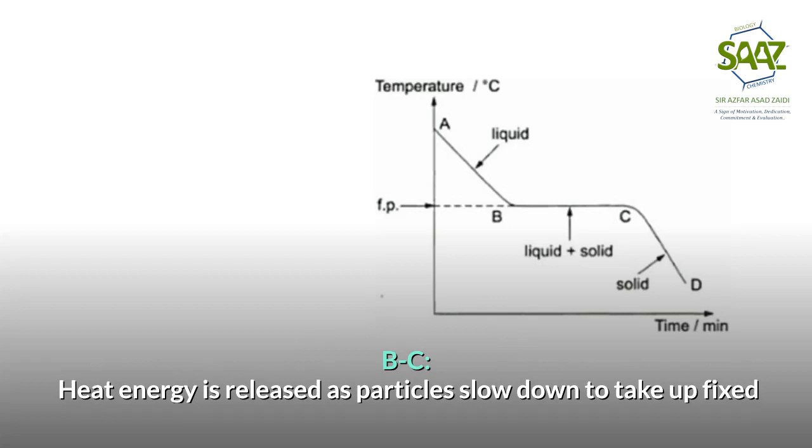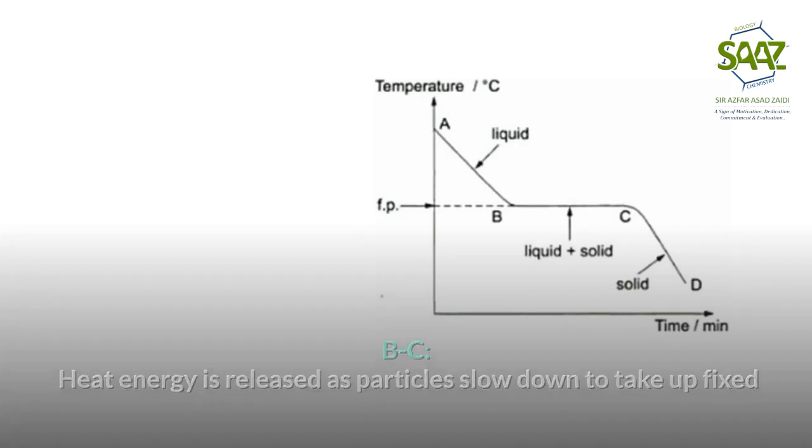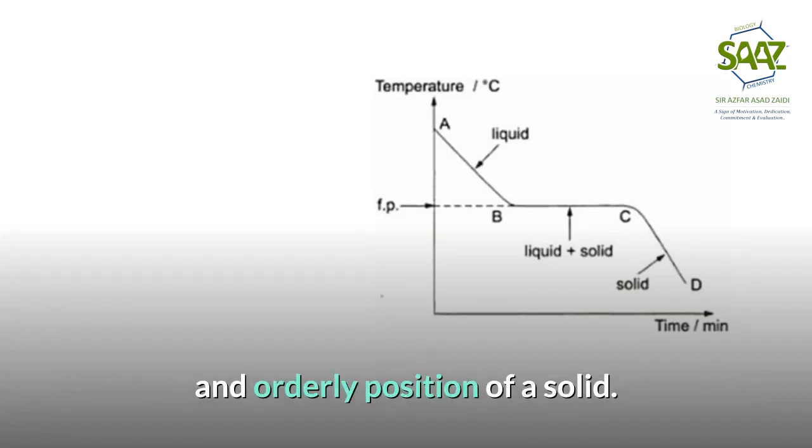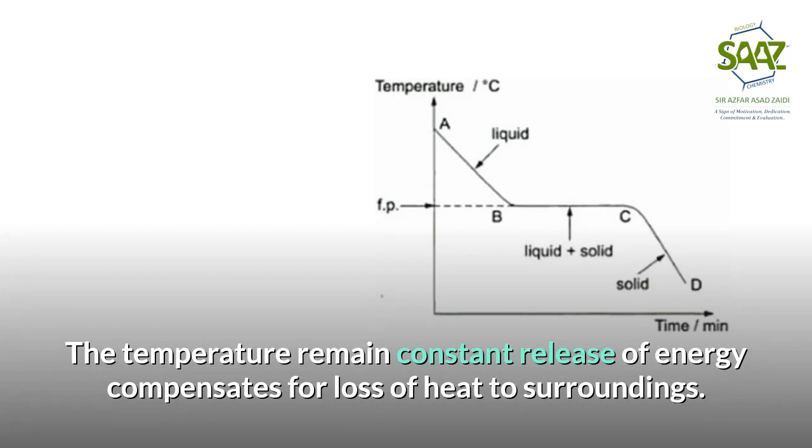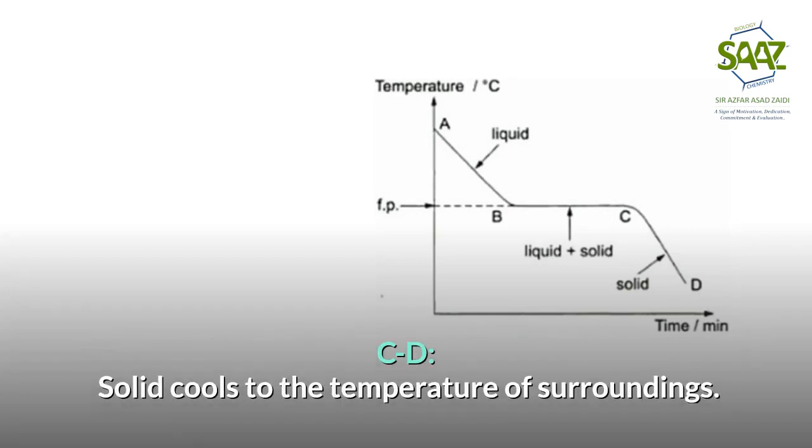From point B to C, heat energy is released as particles slow down to take up the fixed and orderly position of a solid. The temperature remains constant. Release of energy compensates for loss of heat to surroundings. From point C to D, the solid cools to the temperature of the surroundings.